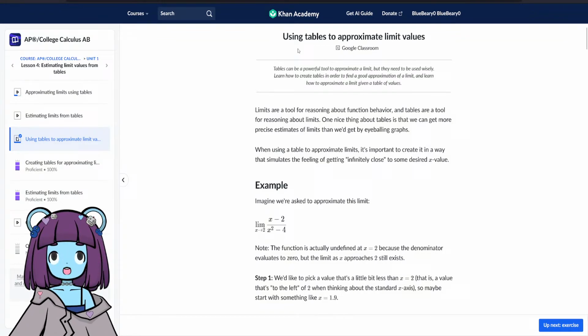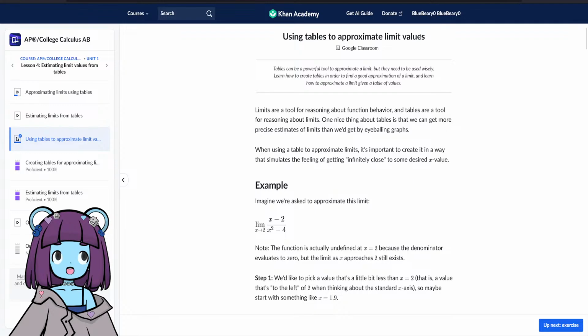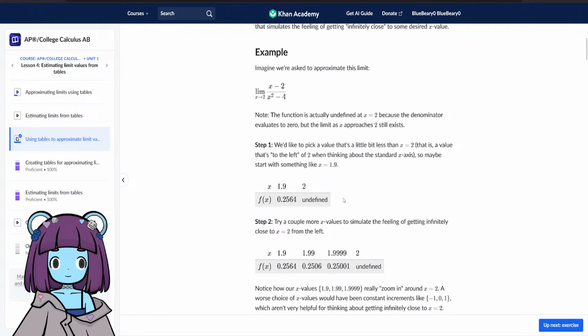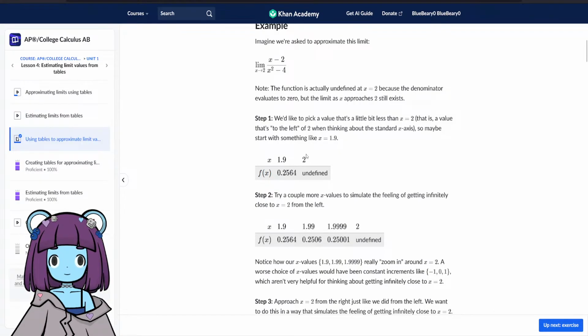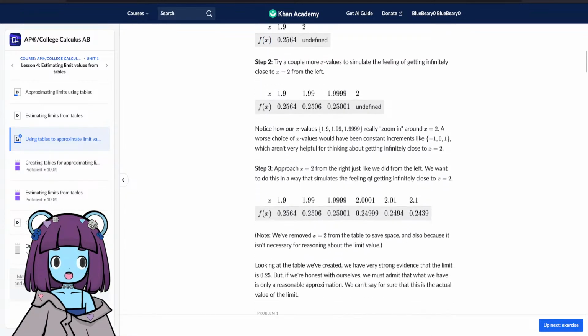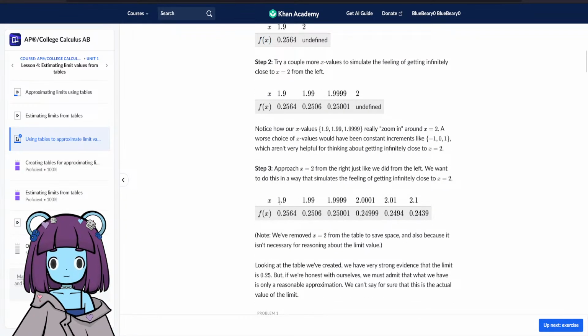So we are using tables to approximate limits and their values. They give us an example, and they say that if you want to find the limit of a function at 2, but the function is undefined at 2, how do you find the limit? So they made a table with these values, with these increments.